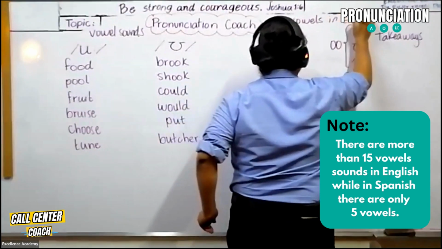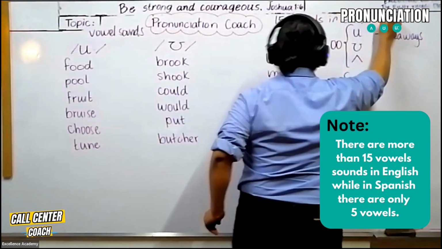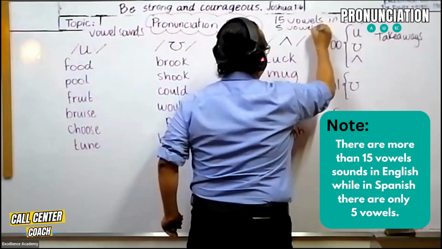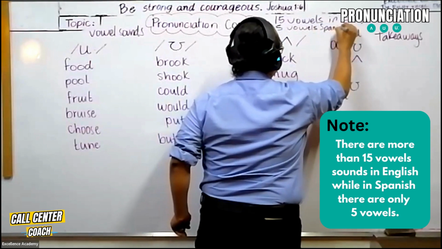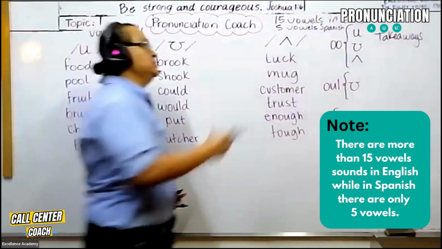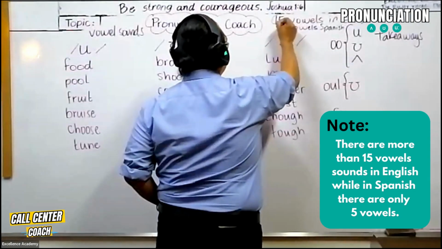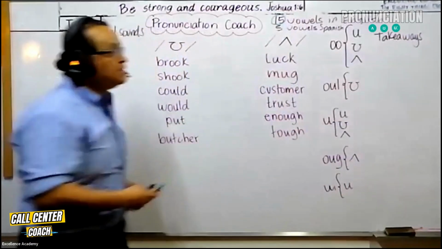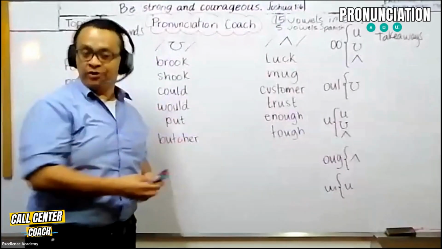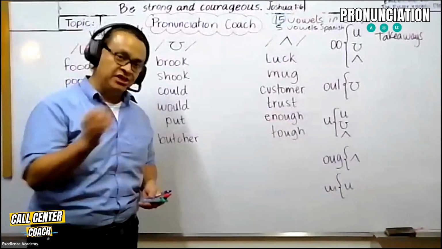In English. And in Spanish, we have 5 vowels in our mother tongue. So in Spanish, we have 5, while in English, we have 15. That's why sometimes it could be a little bit tricky for us to pronounce words with accurate pronunciation.